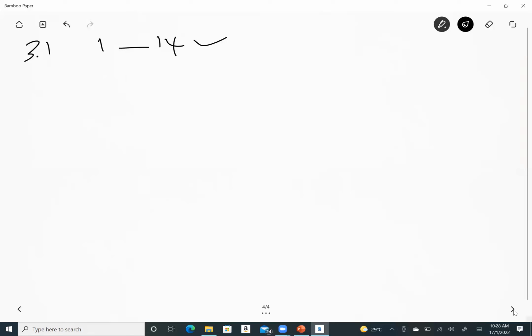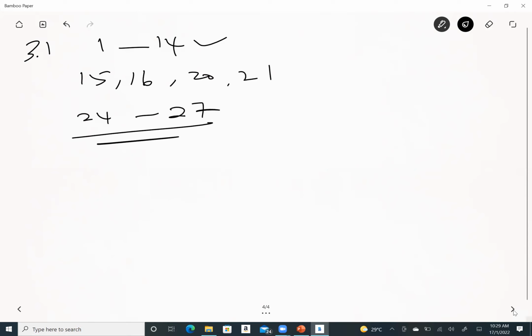Okay, now you can do some exercise for addition. So addition, you can do 15, 16, then 20, you have a transpose, and then you got 21, and then you have 24, up to 27. All right, so that is basically addition, subtraction, and what do you call it? Scalar multiplication. Okay, all right.